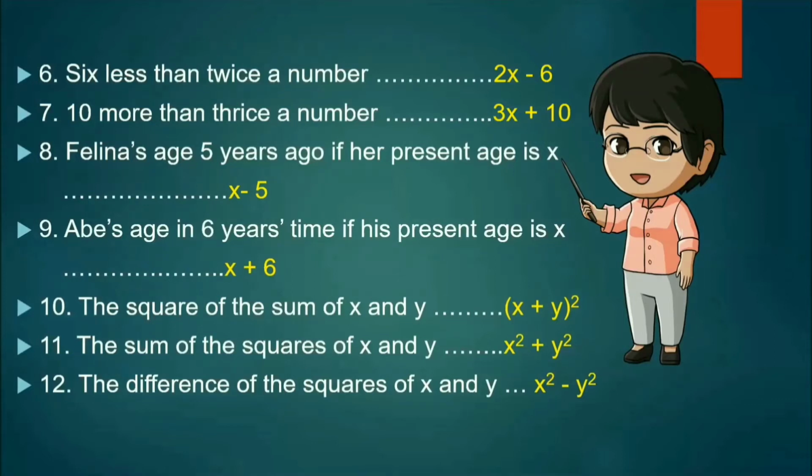Number 11, the sum of the squares of x and y. So we square x first, and then we square y, and then we get the sum. So we have x squared plus y squared. And number 12, the difference of the squares of x and y is x squared minus y squared.